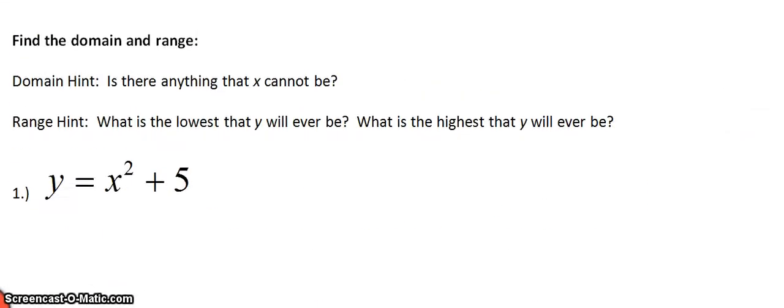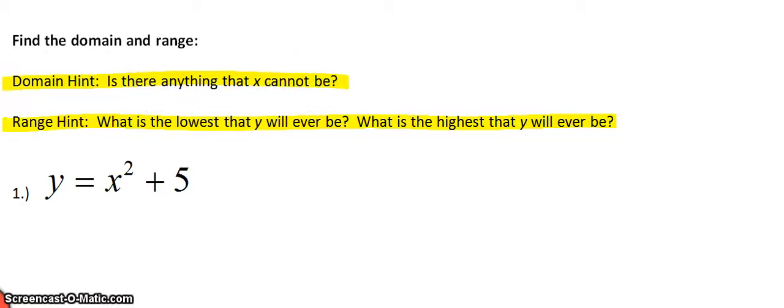What I want to hit on now is how to find domain and range when you're given an equation. These are the two questions I want you to ask yourself anytime you are working with an equation, because an equation is just a little bit more abstract than the graphs we were working with before. So if we're talking domain, I want you to ask yourself, is there anything x cannot be?